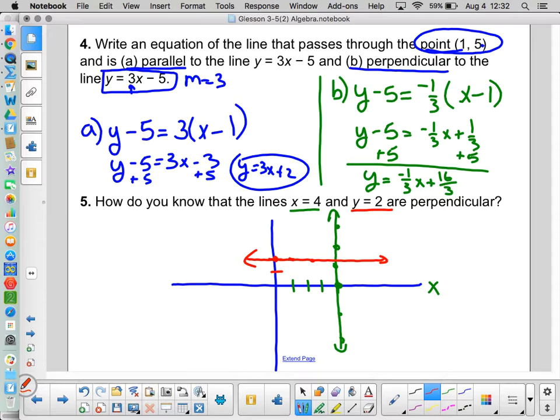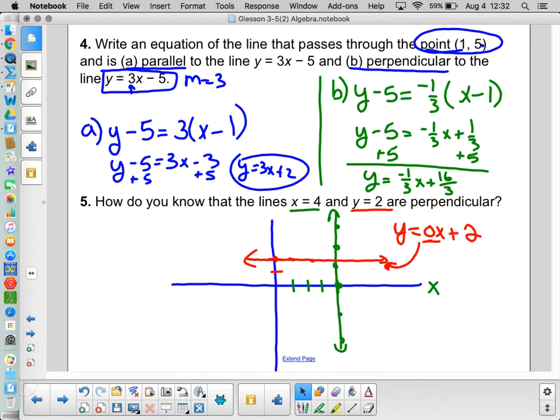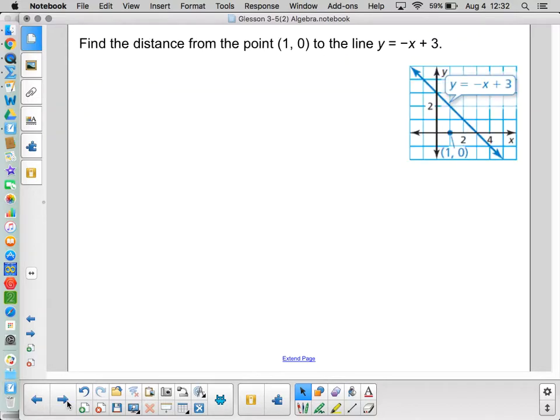Neither one has slope. Well, I shouldn't say that. Y equals 2 technically does have a slope. That's y equals 0x plus 2. The slope of this line, the horizontal line, is 0. The vertical line, x equals 4, does not fit into slope-intercept form. It's a special case, vertical line. Vertical lines have no slope. There's a difference between slope of 0 and no slope. Slope of 0 is horizontal. Slope of undefined or no slope is vertical. And those two are always perpendicular.